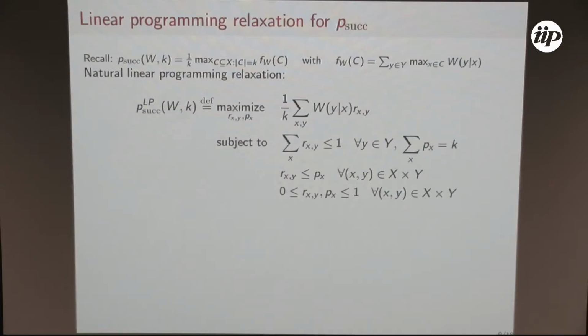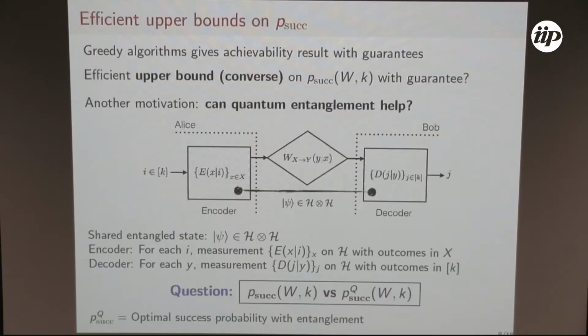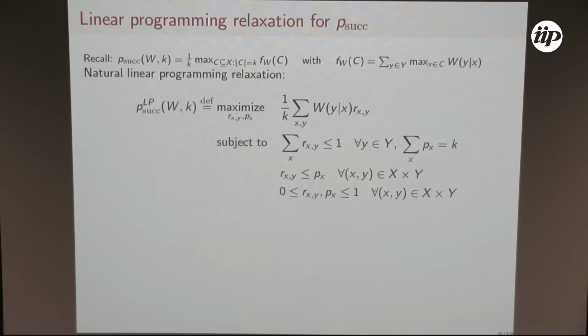Okay, so now let's get back to, and we'll solve this question on the way. But now what I want to do is find an upper bound on this optimal success probability. So the natural thing to do is to look at this problem and consider a linear programming relaxation of it. You see this is an optimization over subsets of X. You can naturally relax it to a linear program by introducing these variables.